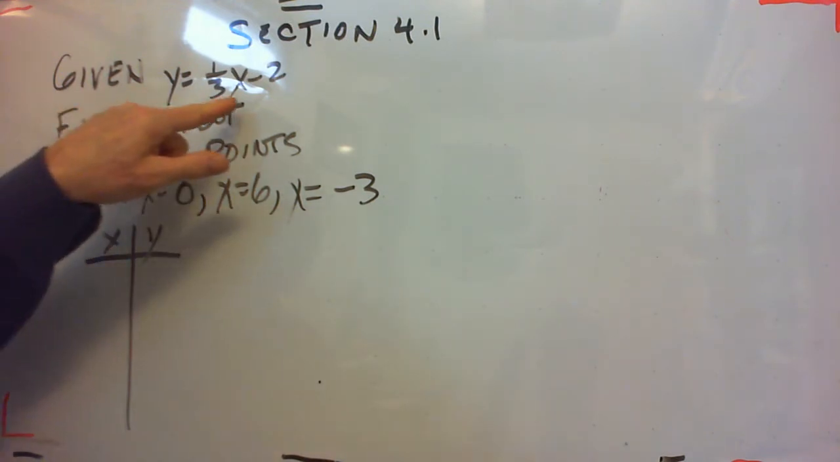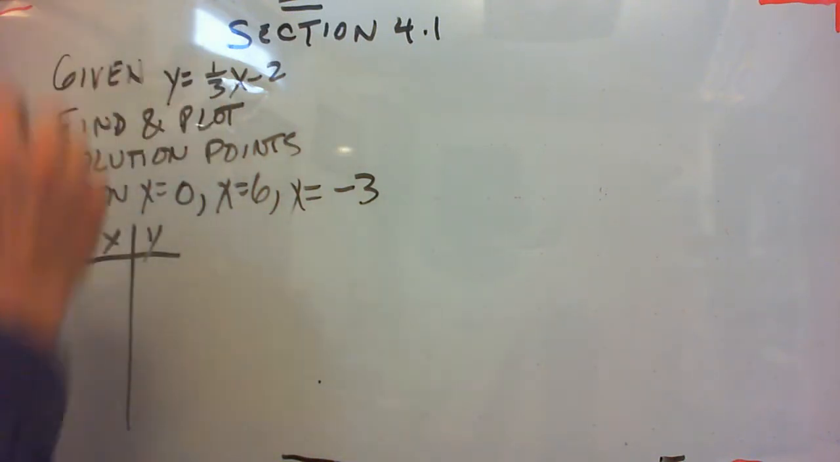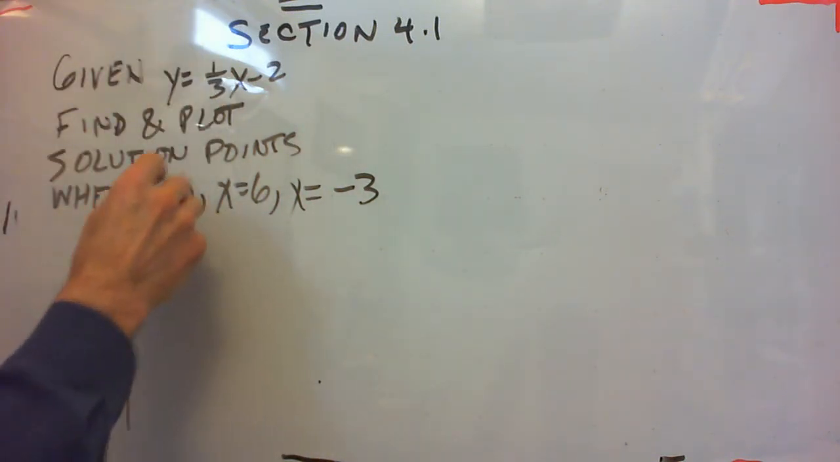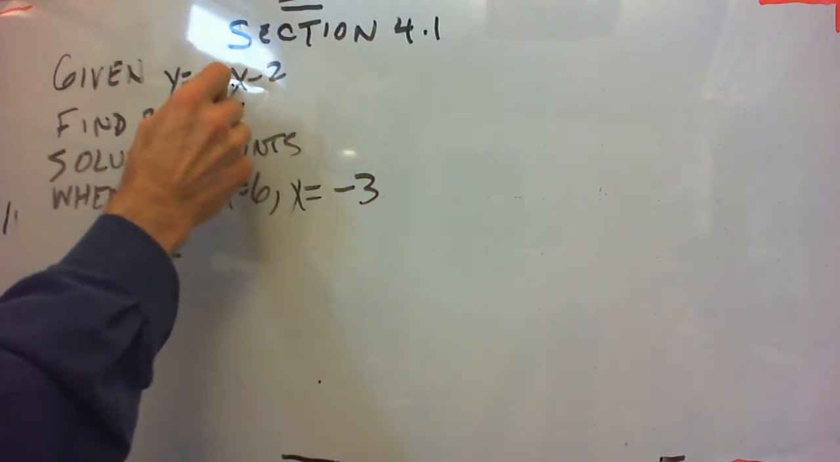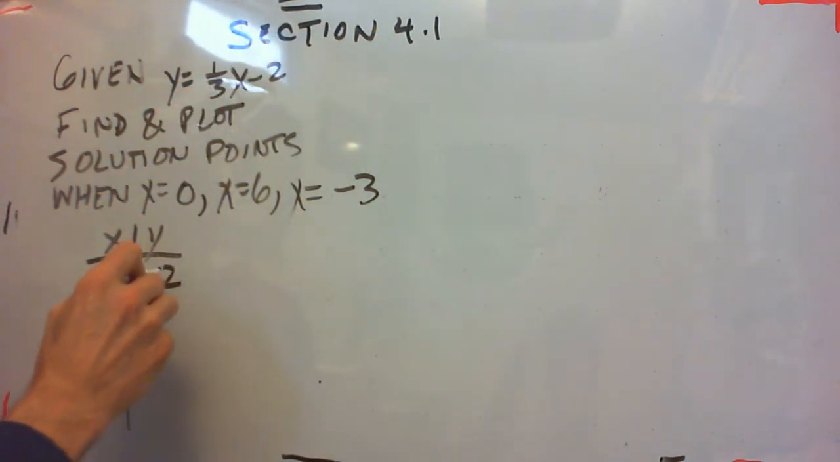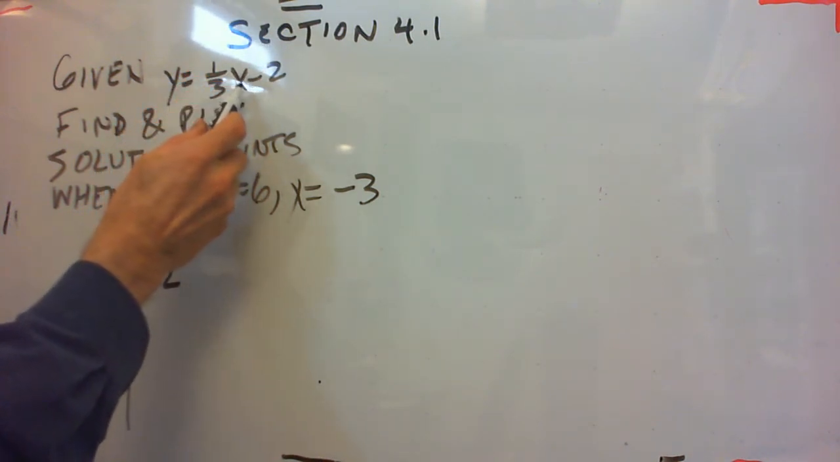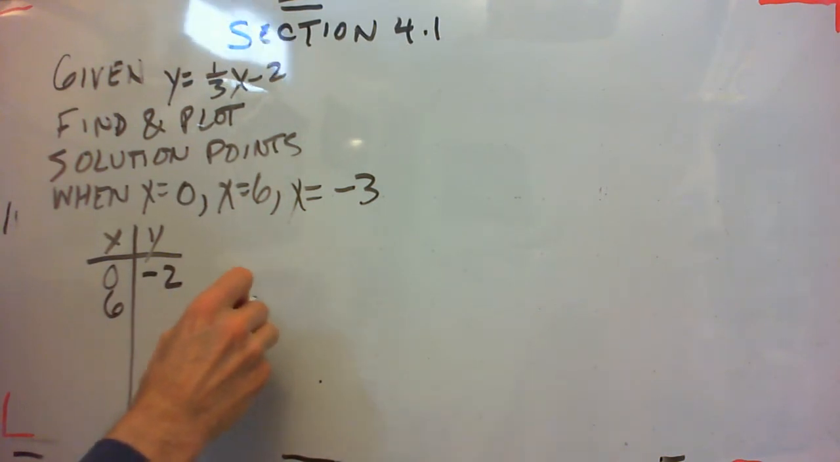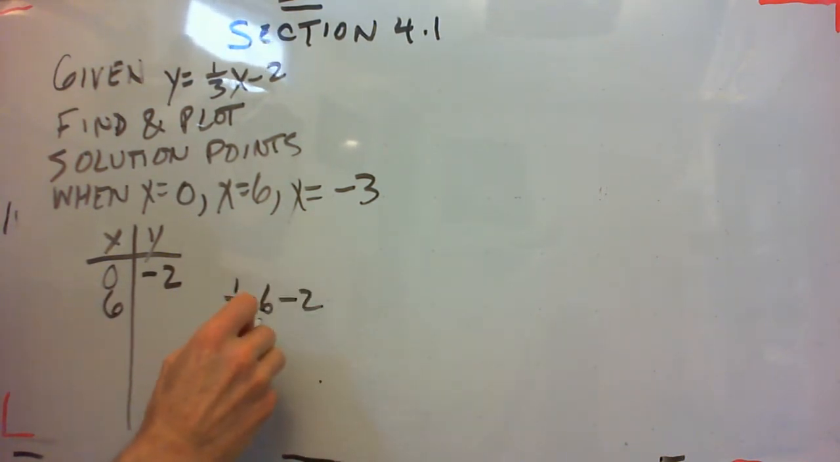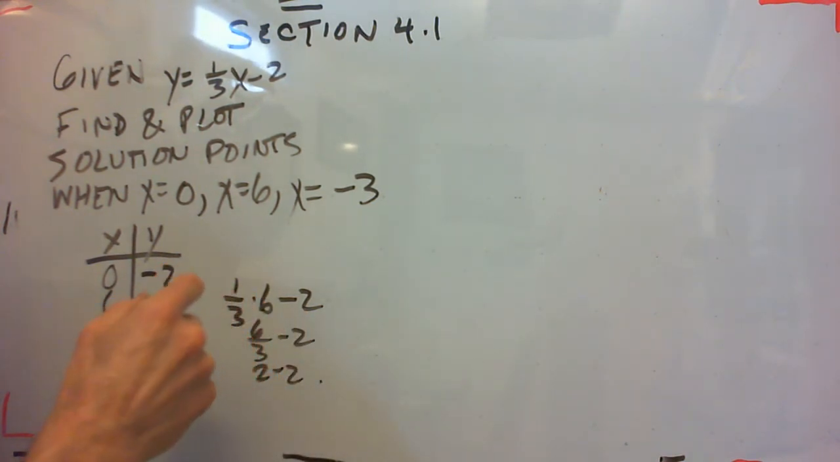Given y equals 1/3 x minus 2, find and plot solution points when x equals 0, x equals 6, and x equals negative 3. So here we have a fraction involved in our equation. So we plug in 0 for x, and 1/3 times 0 is 0, minus 2 is negative 2. When x is 6, 1/3 times 6 is 6/3, which is 2, minus 2, which gives us 0.